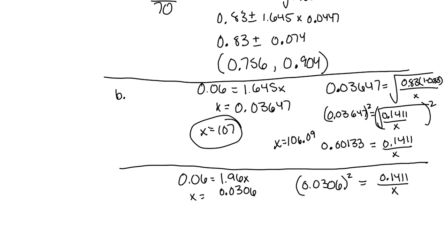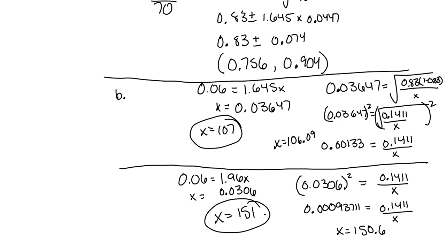And that equals 0.1411 divided by x. So squaring that, I have 0.000933711 equals 0.1411 divided by x. So 0.1411 divided by 0.000933711, and that is x equals 150.6. So that's x equals 151. So 151 would have to be in the sample.